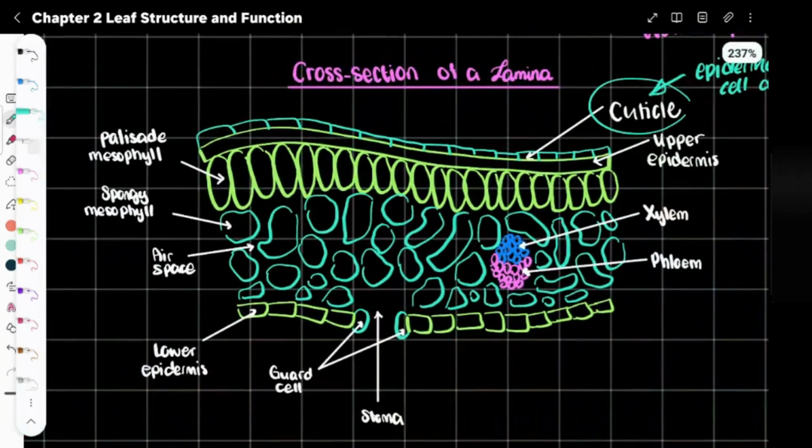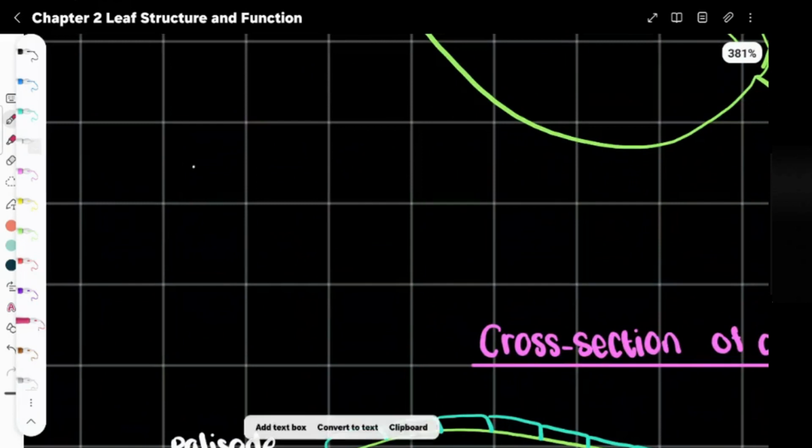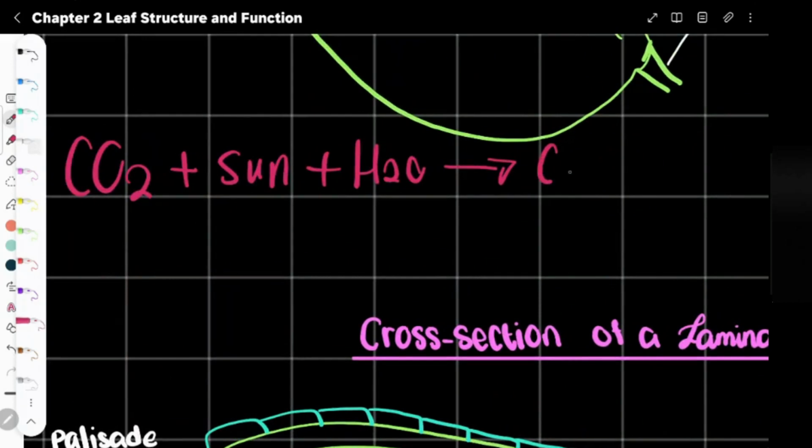Now, if you look at this diagram, just now we covered cuticle. Cuticle, that's all you need to know: it's waterproof. Now, there's a lot of information here, but all you need to know is to think of photosynthesis again. I keep on mentioning it. What is photosynthesis? Photosynthesis is when you have CO2, sunlight, and also water lah, and you produce glucose.